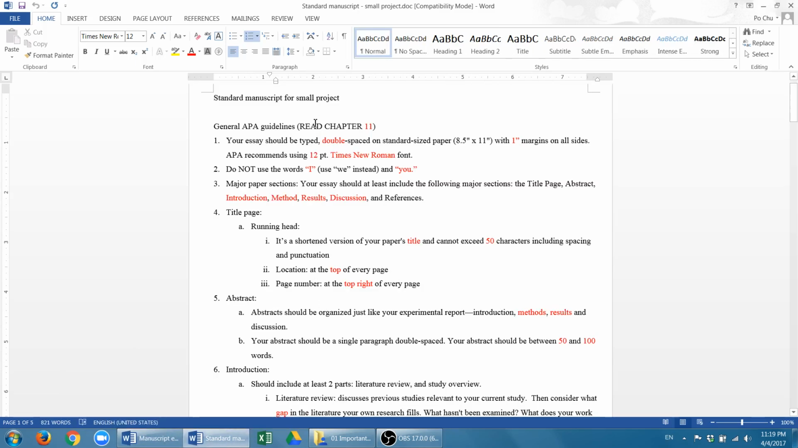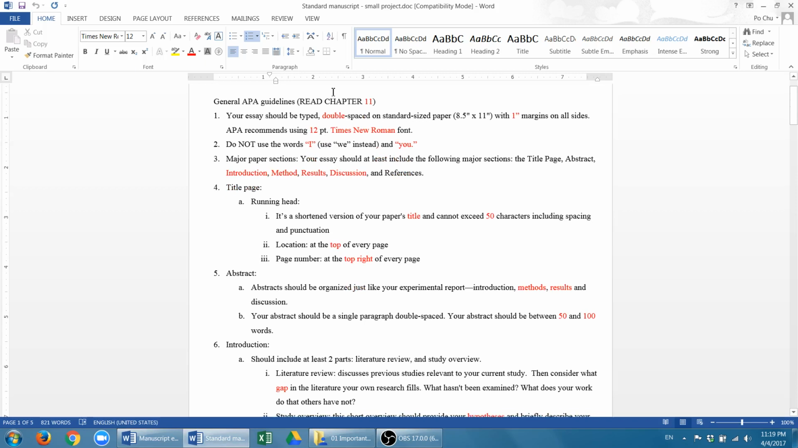All right. So this is for kind of like a small project. Number one, your essay, or this is our manuscript, should be typed double spaced on standardized paper 8.5 by 11 with 1-inch margins on all sides. Now this is a very strict standard, so you need to exactly follow the standard. APA recommends using 12-point Times New Roman font. So just follow this.